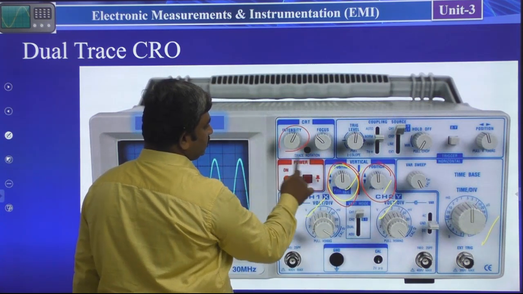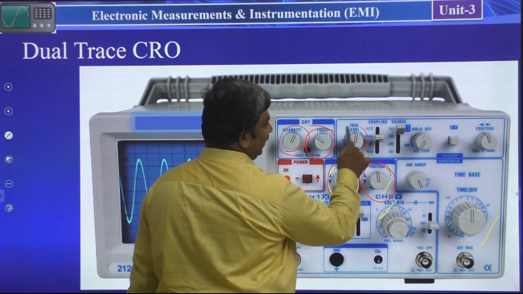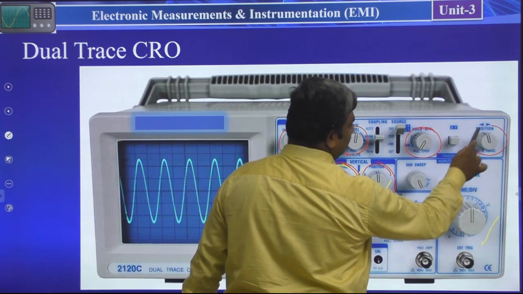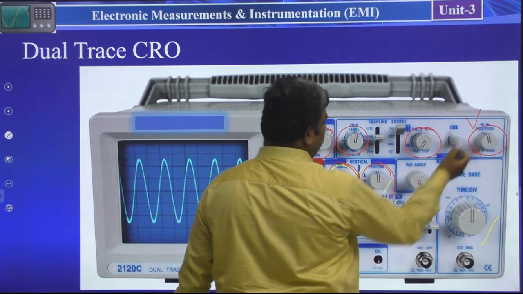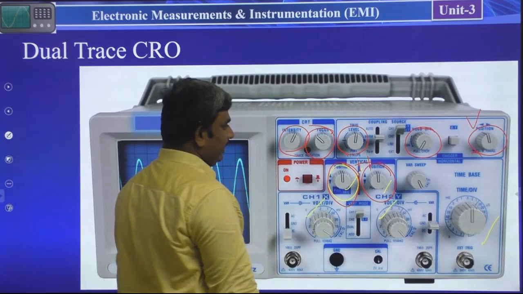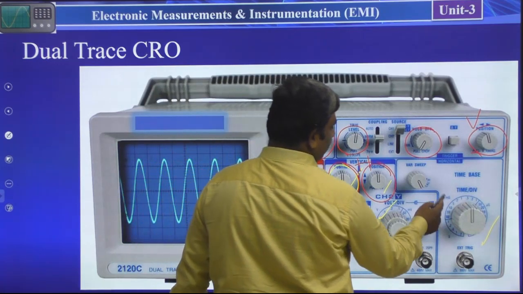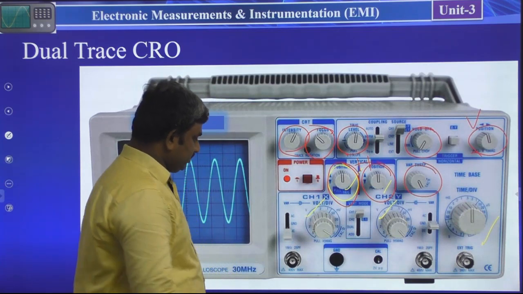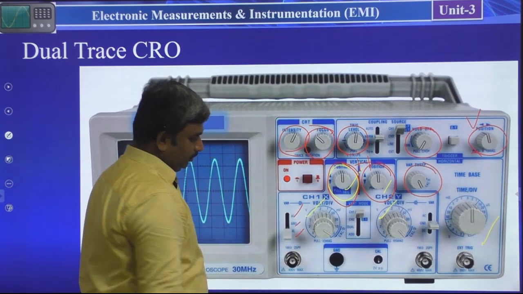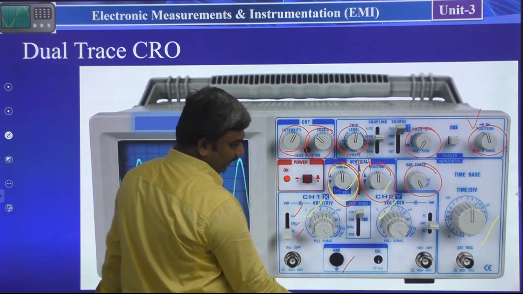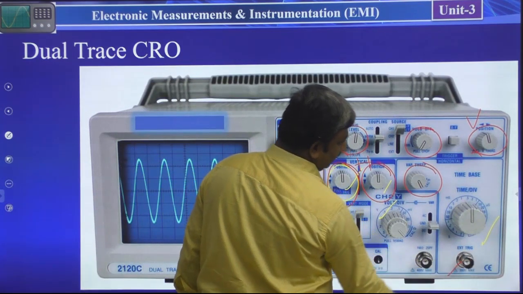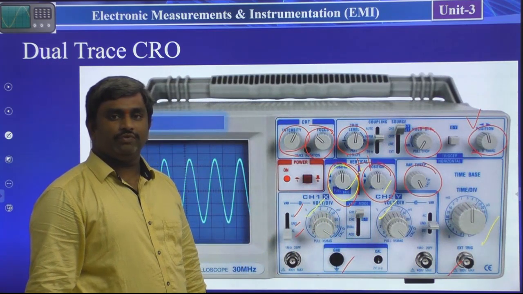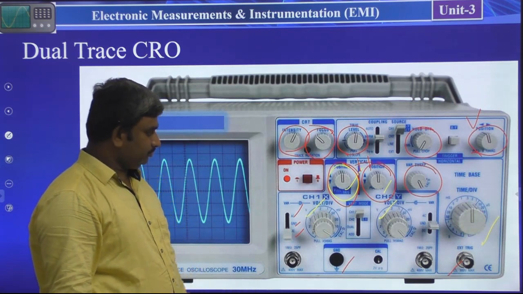And intensity adjustment, focus adjustment. Next, trigger level adjustment. Next, hold off period. Next, position in vertical direction. This is vertical direction position. This is horizontal direction position. Next, here we have the sweep adjustment option. Next, AC, DC, ground position knobs. And this is the ground connection, externally, and external triggering circuit. These are the major blocks of the dual trace CRO.